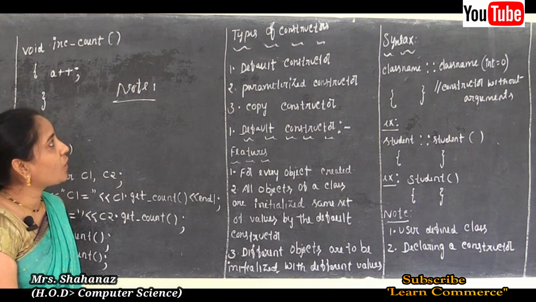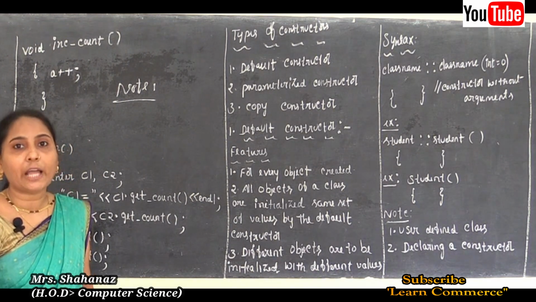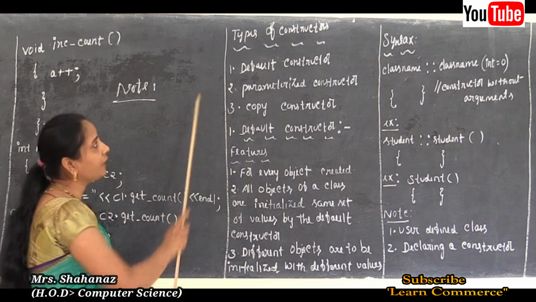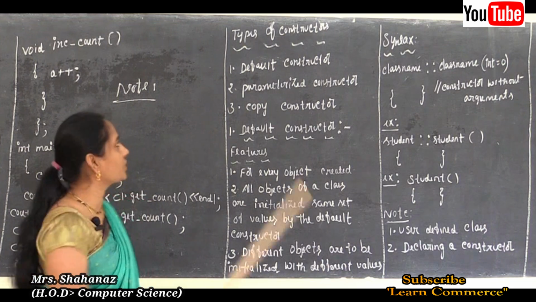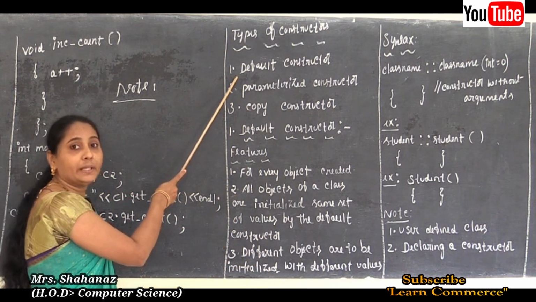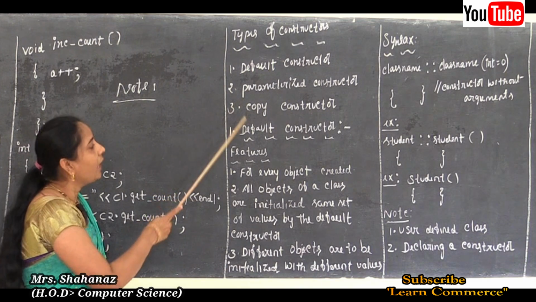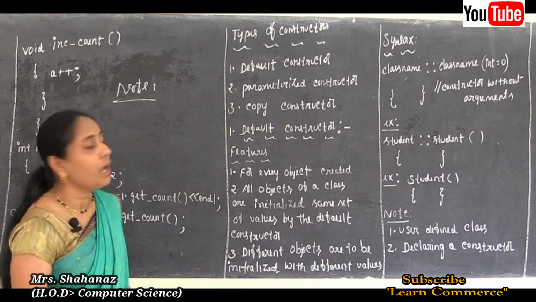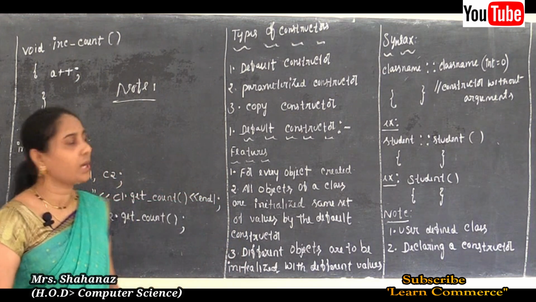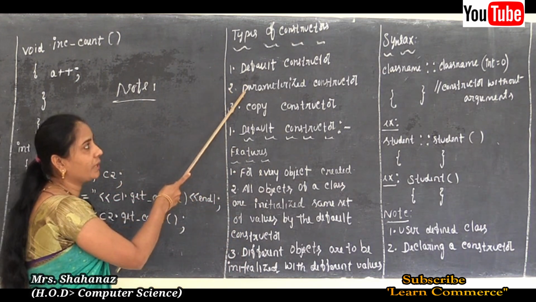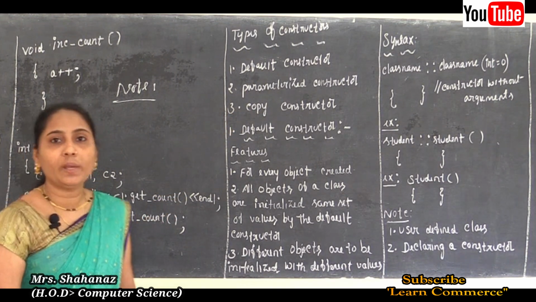So, the types of constructors. In our constructor there are three types. So what are the types in our constructor? The first one is the default constructor, the second is the parameterized constructor, and the third is called the copy constructor. So there are three types in constructors: first default, second parameterized, and third the copy constructor.